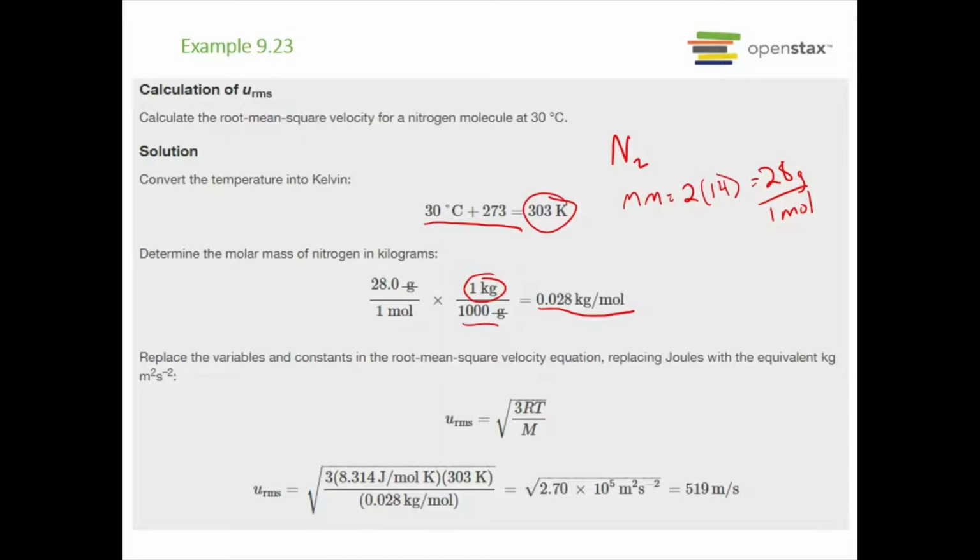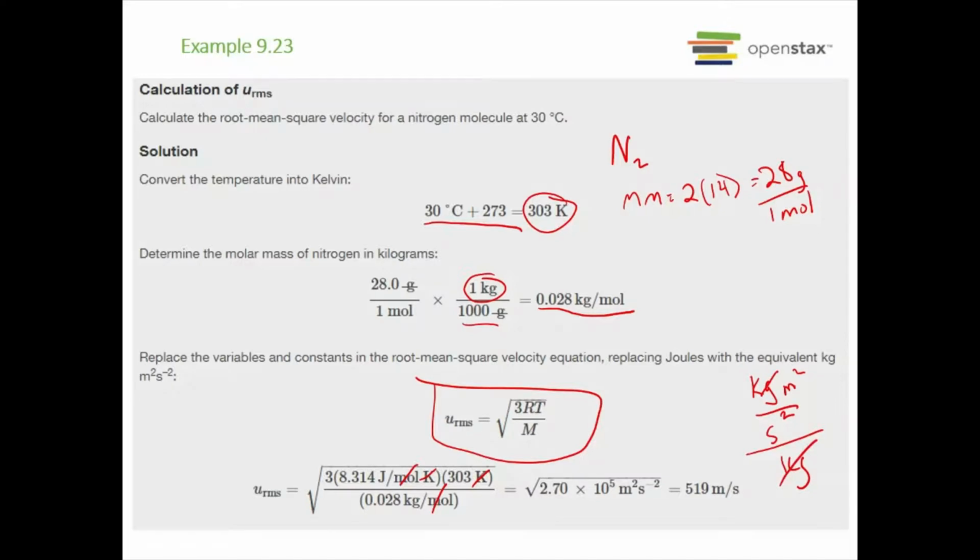So we're going to substitute that into the U_RMS equation that we just looked at, the square root of 3RT over M. And when we look at our units, we see moles cancel from the R. We see the kelvins cancel up top. And we're left with joules over kilograms, which remember, a joule is a kilogram meter squared per second squared. So that divided by a kilogram has those guys cancel out.